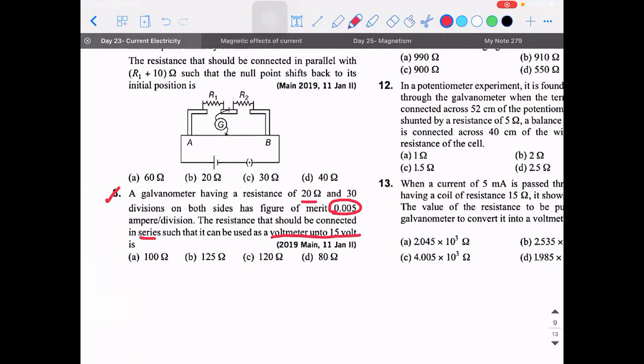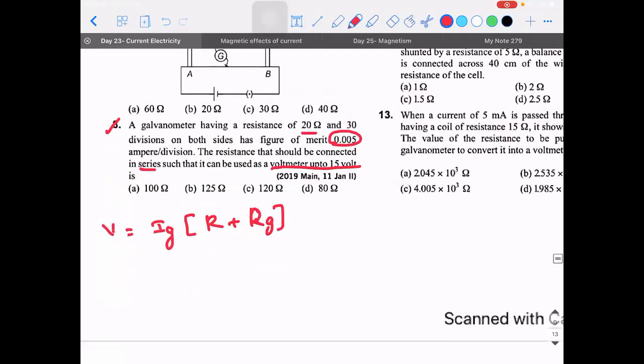Simple. So what is the formula? V is equal to Ig multiplied with R plus Rg. Okay. So this is what they're asking us. So V is how much?